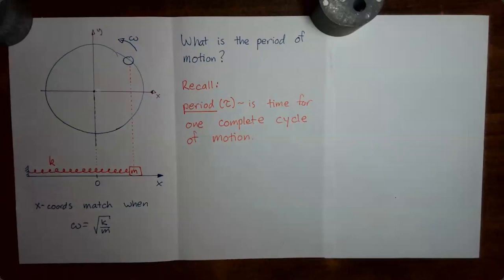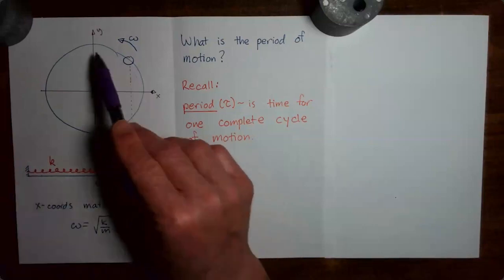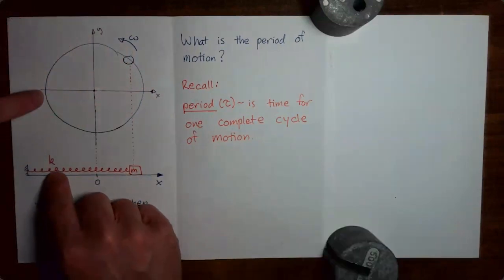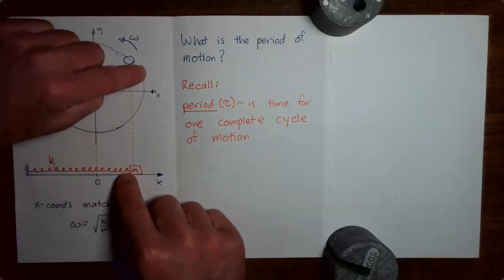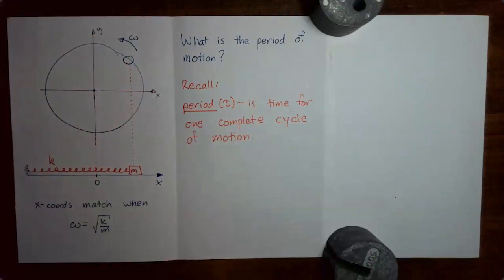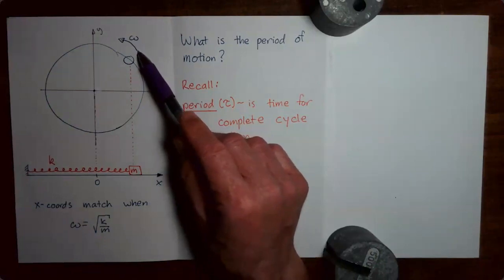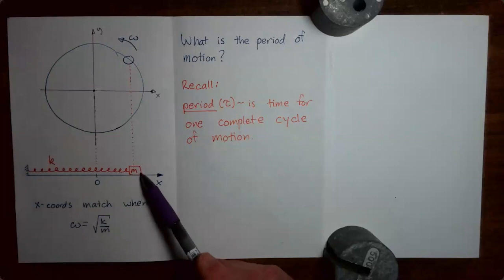In the previous video, we developed an analogy between the motion of a mass on a spring and the motion of a mass tracing out a circle. We found that the horizontal coordinates of the circling mass and the mass on the spring could be made to coincide exactly with each other if the angular velocity of the circling mass was equal to the square root of the spring constant divided by the mass attached to the spring.